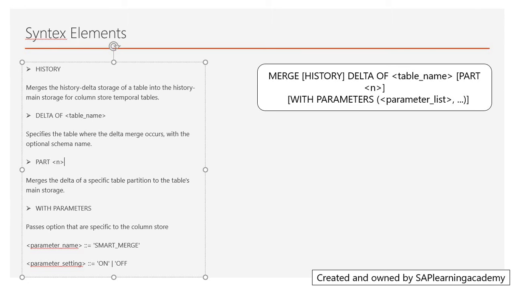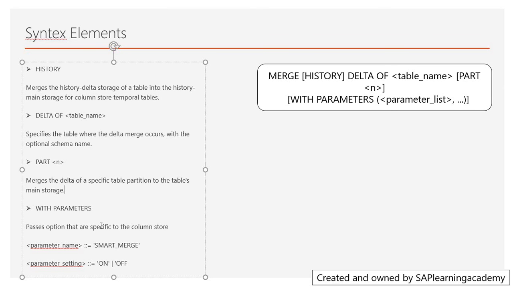Then the part n, so part n means it merges the delta of a specific table partition to the table's main storage. So suppose, as I told, in your column table you have multiple partitions. Sometimes we do partitioning in the table. Then if you want to do some part like part 1 or part 2, then you can do it by that.